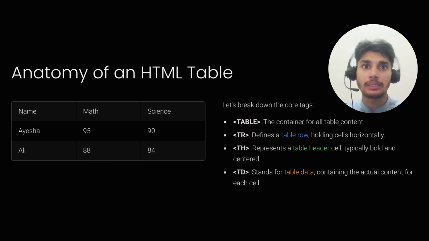In this example, tr creates a row, th defines a header cell, td is for regular data. It's clean, readable, and perfect for structured information.